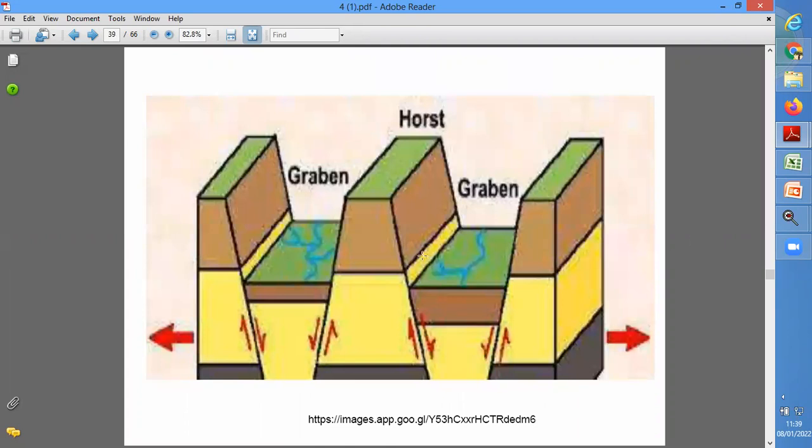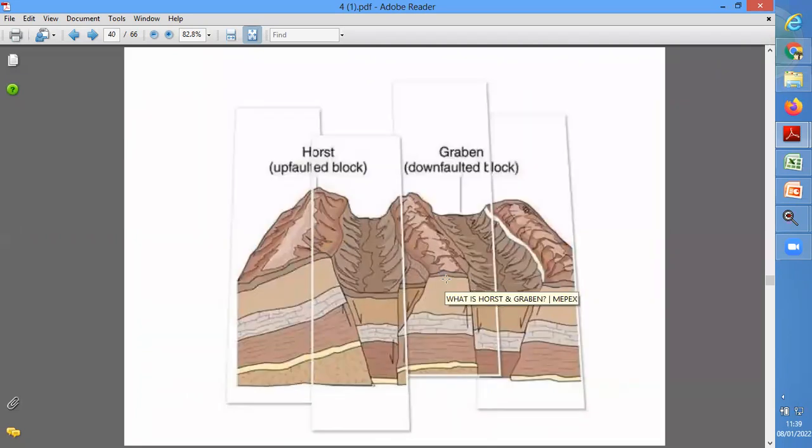Now you can see here in the horst, the high mountains are formed. In the graben, deep basins are formed. Valleys you can consider as the graben. From those valleys, the rivers may flow. So such horsts and grabens you can consider in the mountain systems.